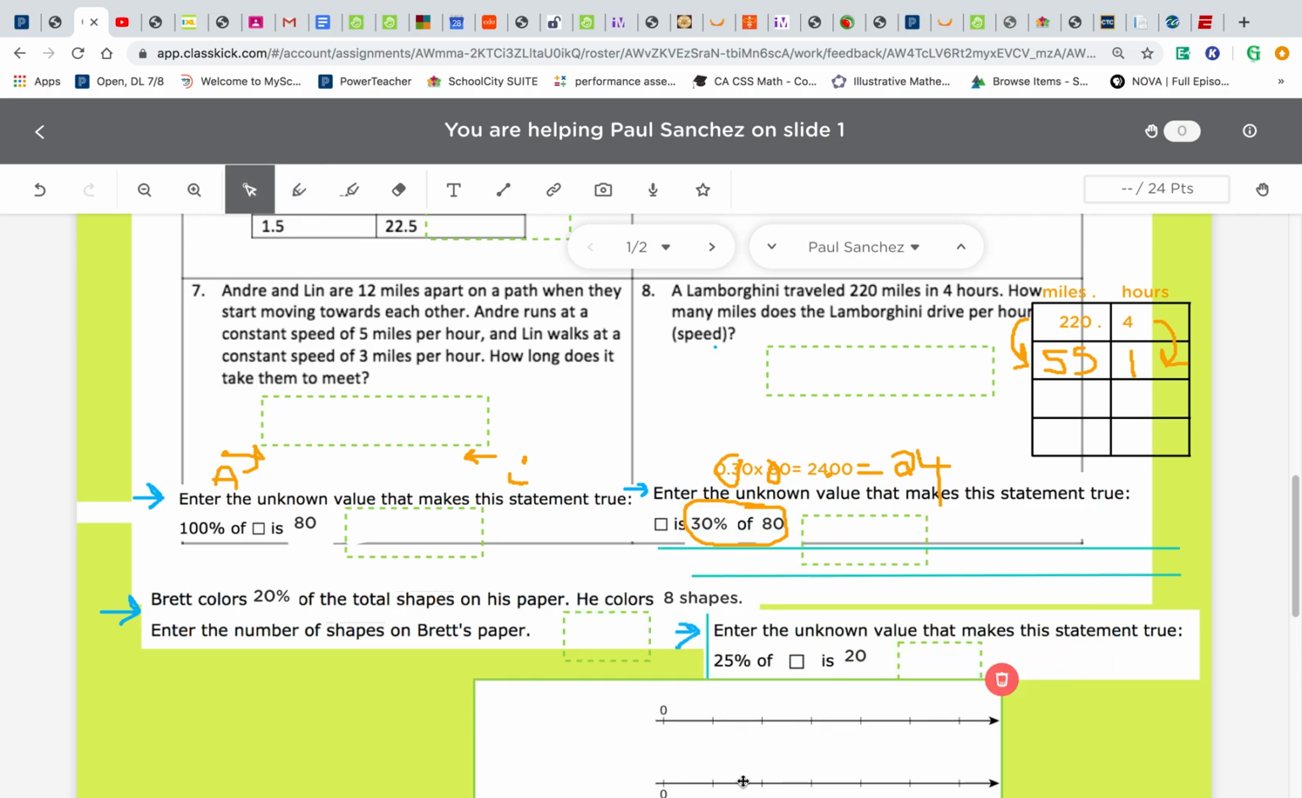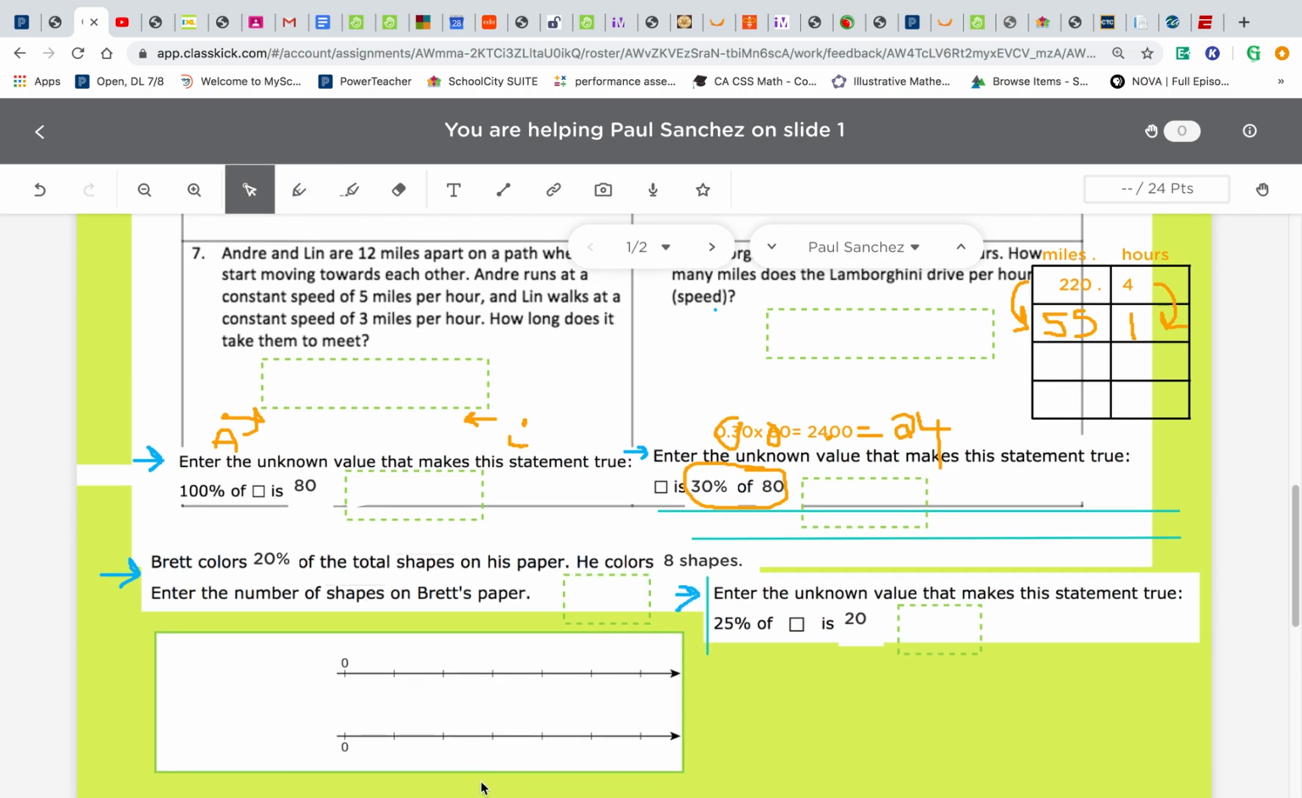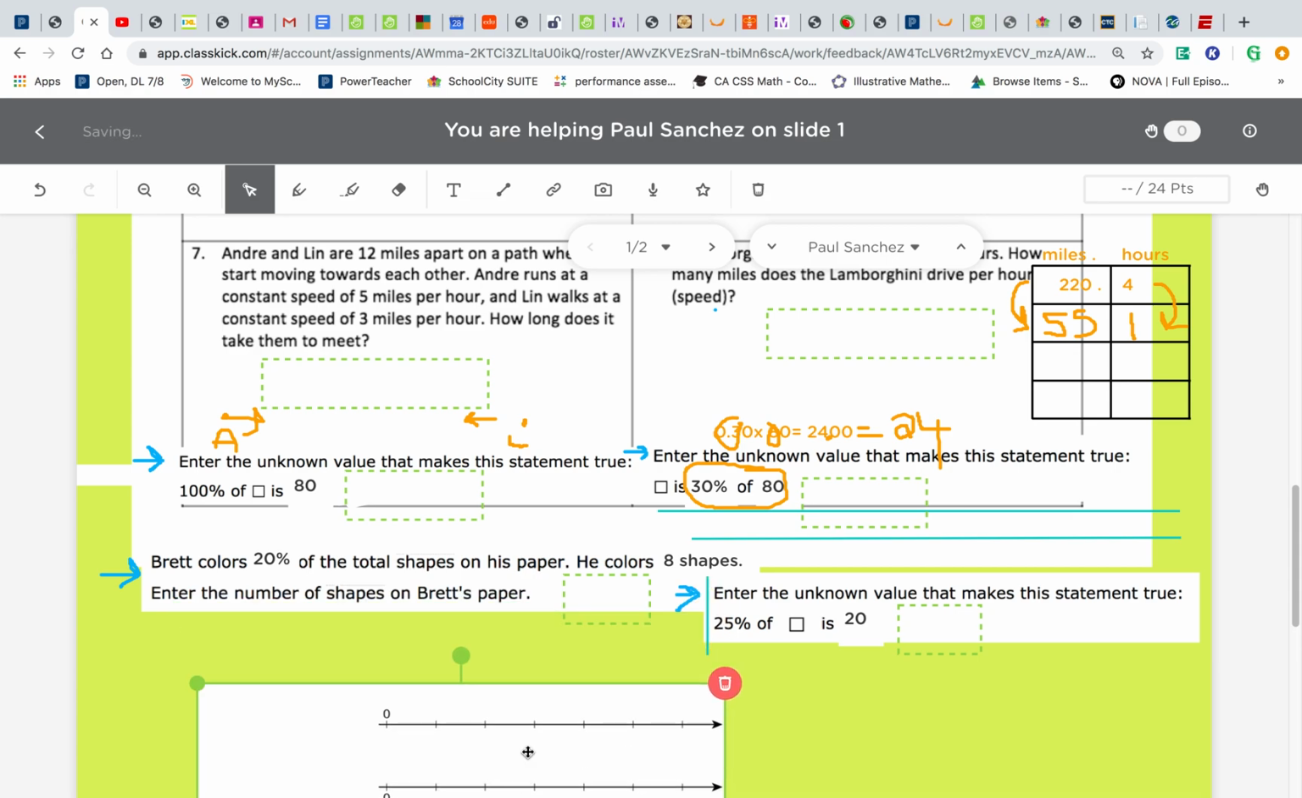He's coloring in 20% of the total shapes on his paper. And he colors 8 shapes. So 8 shapes is 20% in this case. That's what he colors. 8 shapes is 20%. So enter the number of shapes on Brett's paper.